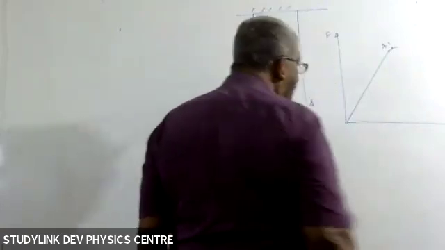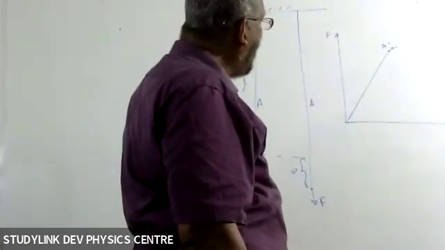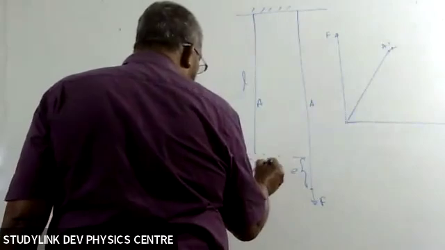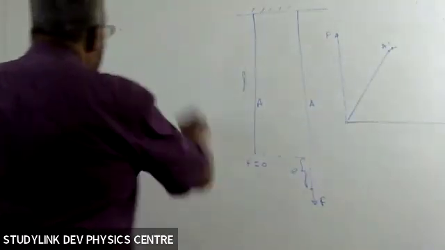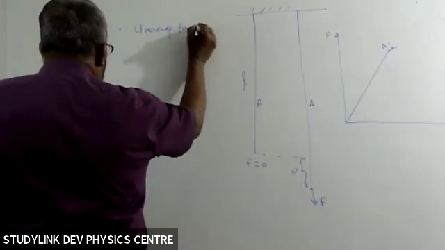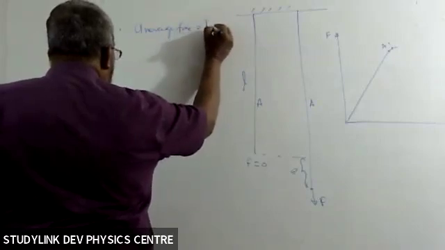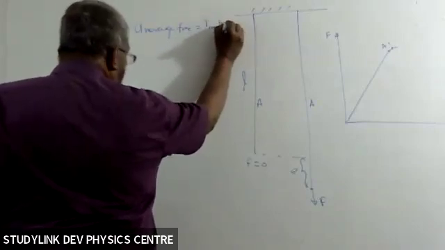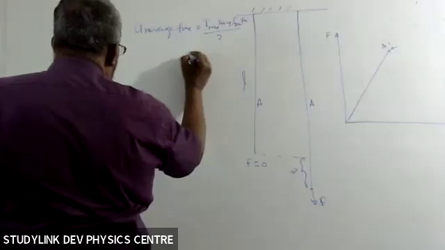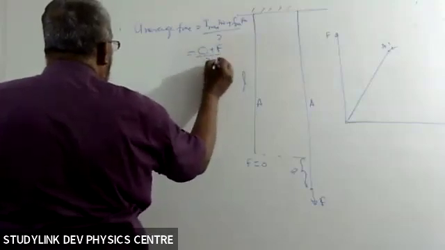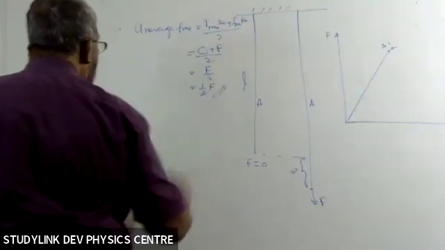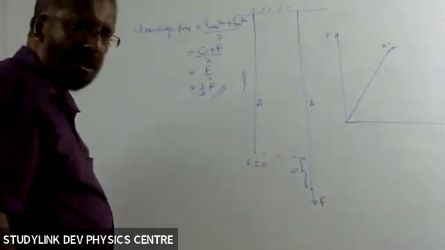Then we consider the energy. So how to find the energy? Here F is 0. Then average force: initial force plus final force divided by 2. 0 plus F divided by 2, F by 2. That means half F. Average force. Got it? Half F.